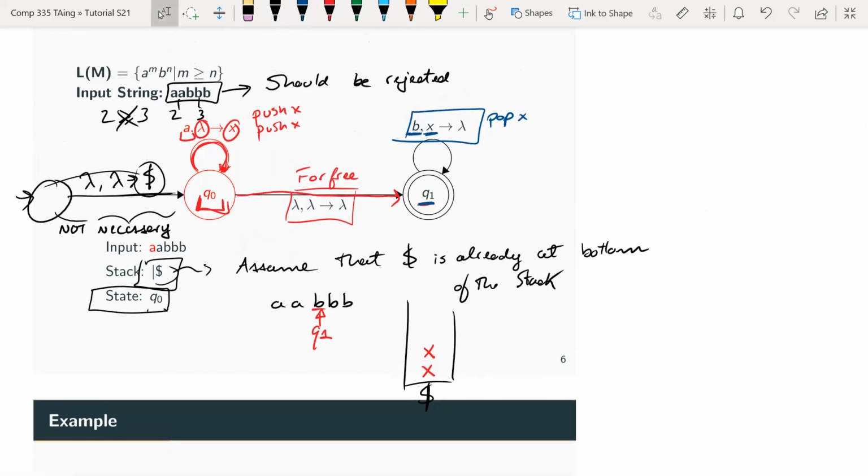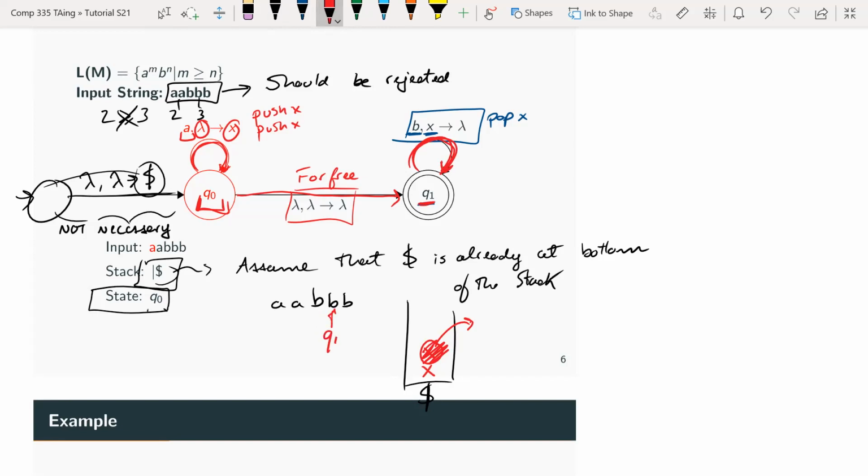So that's what I'm going to do, right? I'm going to read this B, and by doing so, I'm going to pop this X out, okay? So I'm going to pop this X. And so by doing that, I go back to Q1, right? Because the actual transition is telling me to go to state Q1. So now I'm in the next B. I'm still at Q1 though, okay?